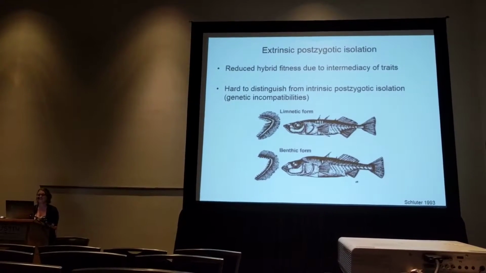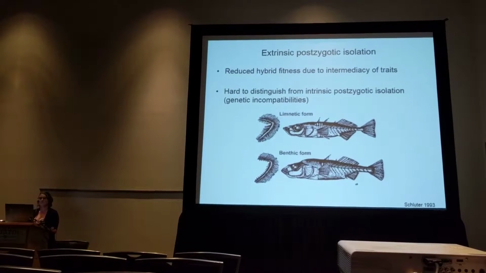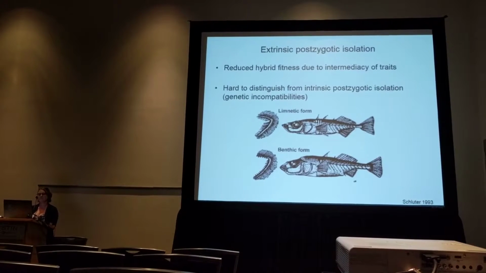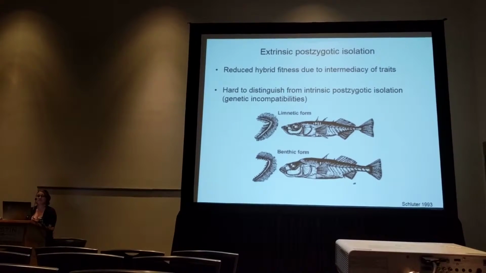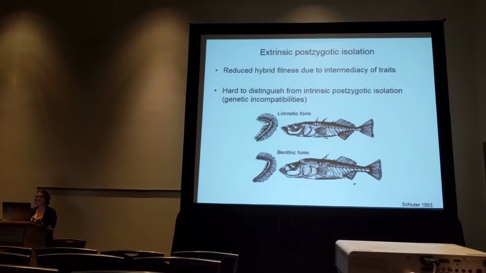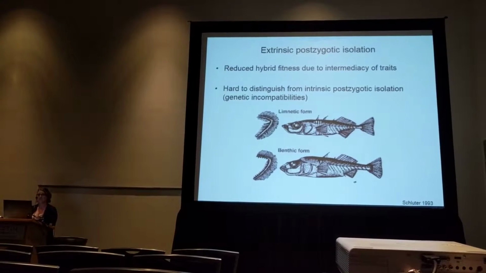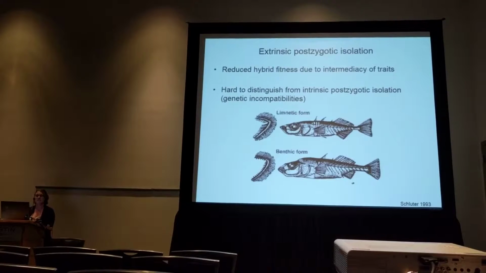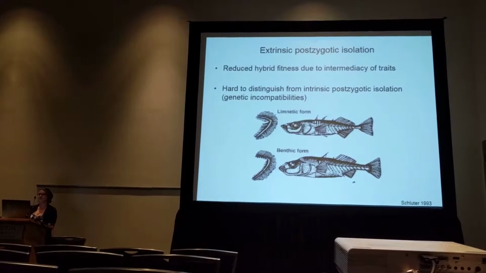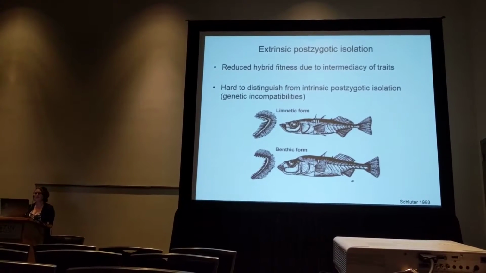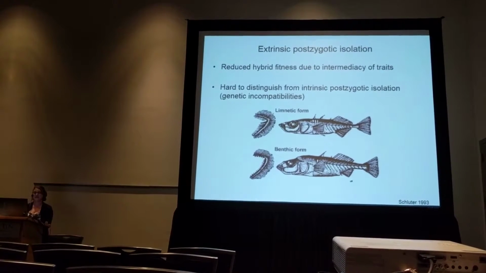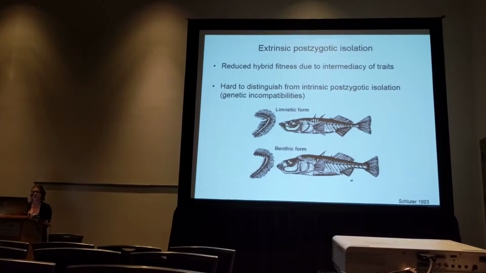And one of the classical examples of that is found in stickleback fish, with the limnetic and benthic forms having different mouth morphologies that are respective to their feeding strategies. And the hybrids have an intermediate morphology that causes them to be less successful in feeding. However, this form of reproductive isolation is understudied compared to other forms, partially because it can be hard to distinguish from intrinsic post-zygotic isolation or genetic incompatibilities.